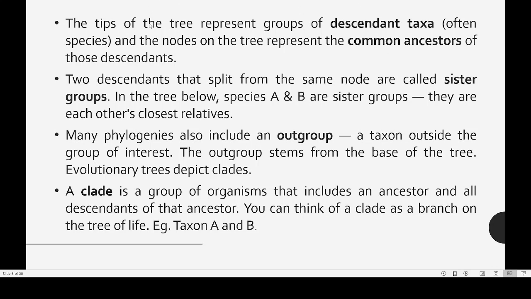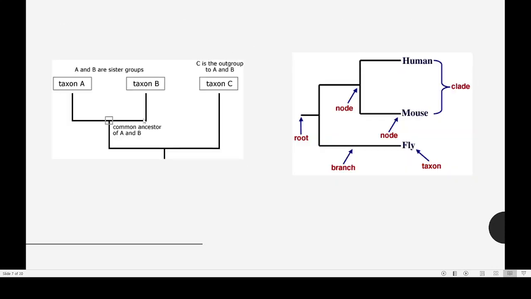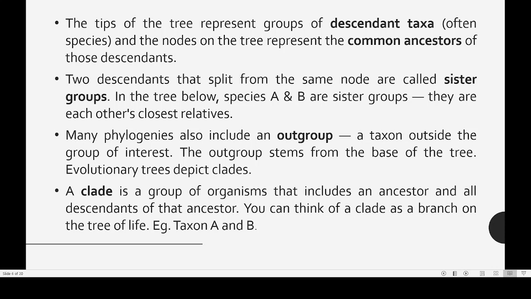node. So the tips of the tree represent groups of different taxa, and nodes on the tree represent the common ancestor. There are two points here: one is a tip and the other is a node. This point is known as the node. Here there is a junction, which we call a node. A node represents the common ancestor, and this is the tip. Tip represents the species or descendant formed from that. So that is how tips and nodes are important. Tips of the tree represent the descendant taxa, and nodes represent the ancestor.